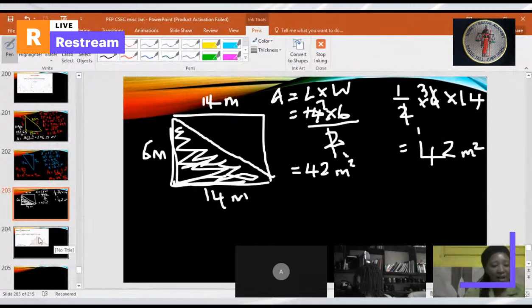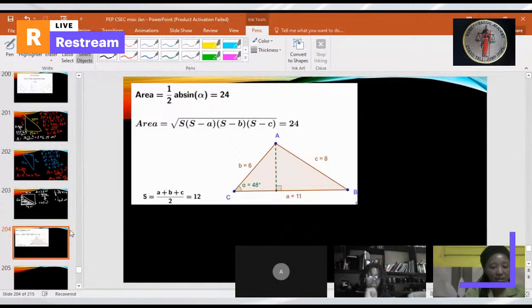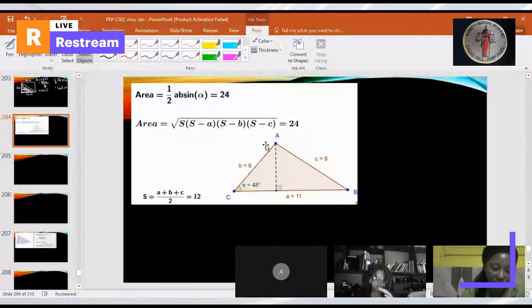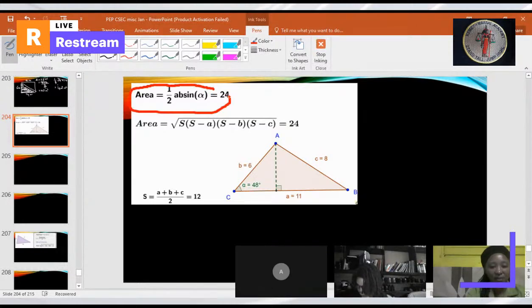All right, let's go to the next formula for finding the area of the triangle. We actually have two formulas here, but we're going to focus on the top one for a while. Half AB sine C. Right. Half A times B times sine C.